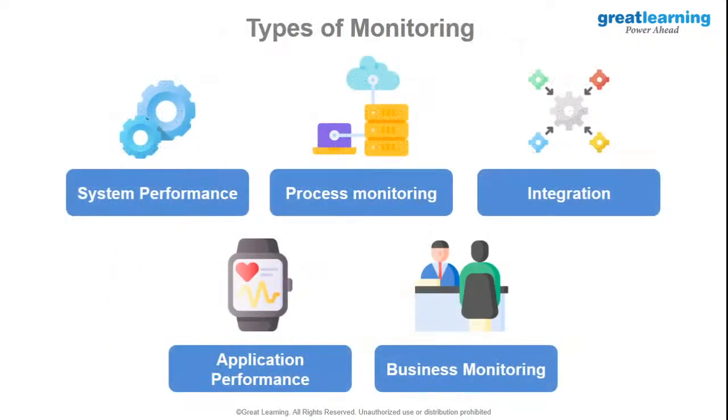All right, so there are a lot of different types of monitoring. You have system performance, you have process monitoring, integration, application performance, business monitoring. So system performance is basically how your system is performing. So let's say you have a Windows system or a Windows laptop with you, on your person.